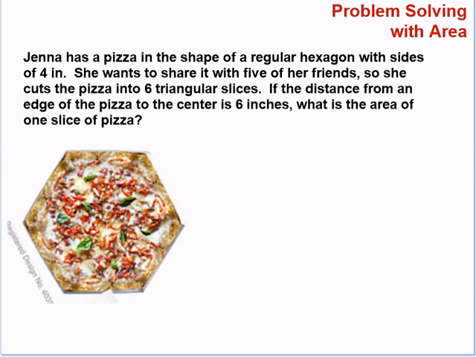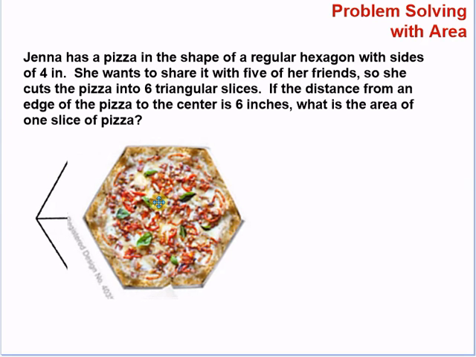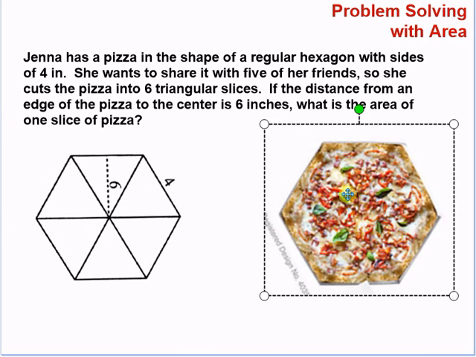In this case, Jenna has a pizza in the shape of a regular hexagon. 1, 2, 3, 4, 5, 6. A regular hexagon with sides of 4 inches. She wants to share it with 5 of her friends, so she cuts the pizza into 6 triangular slices. So let's drag this little picture of the pizza off, and we'll take a look at this.